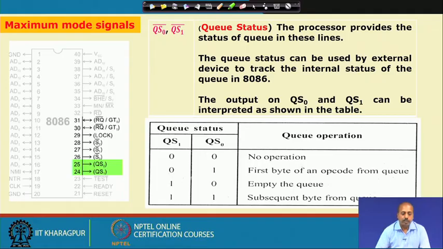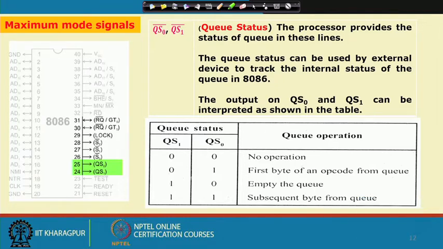There are two more signals, QS0 bar and QS1 bar. They are the Q status. We will come to this Q slightly later. What happens is that internally 8086 possesses an instruction Q, and in that instruction Q all the instructions, when they are fetched from the memory, are kept. That speeds up the operation of this processor. So, what is the status of that Q? That is indicated by these QS0, QS1 lines.